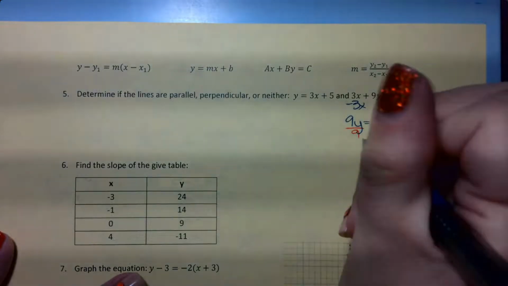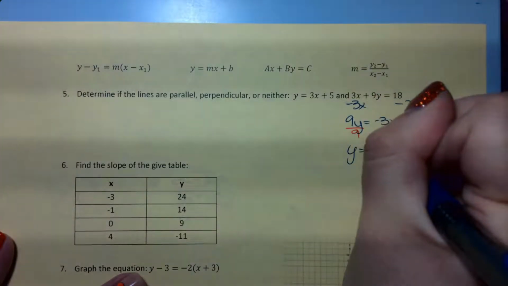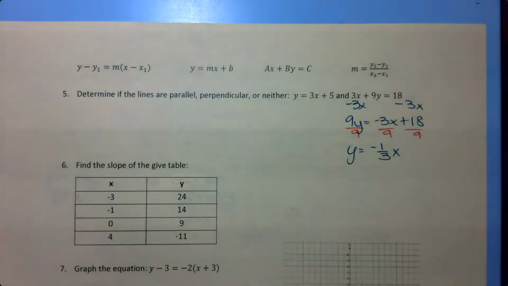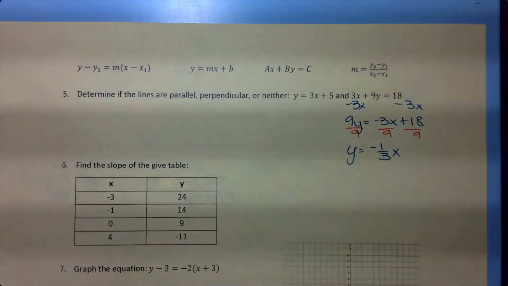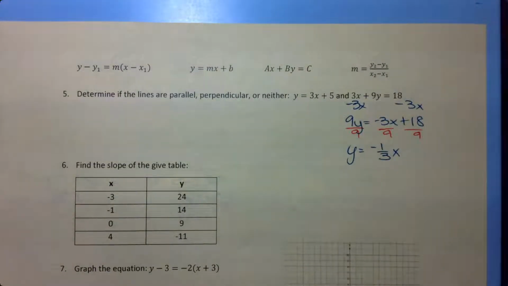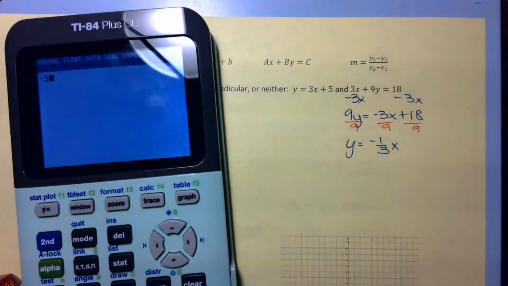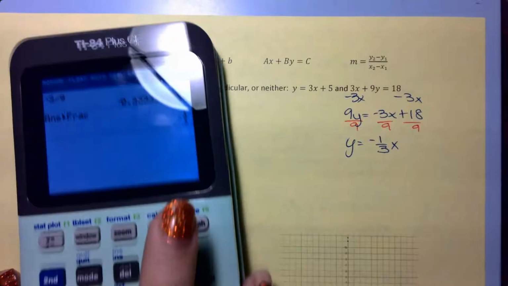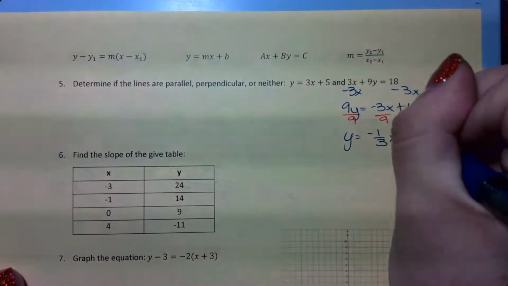So this is going to give me y equals negative 1/3. I can simplify that on my calculator if I don't remember. So let me grab my calculator really quick. If I have negative 3 divided by 9, I type that in, then I press math, fraction, enter, which gives me negative 1/3. And then 18 divided by 9 is 2.